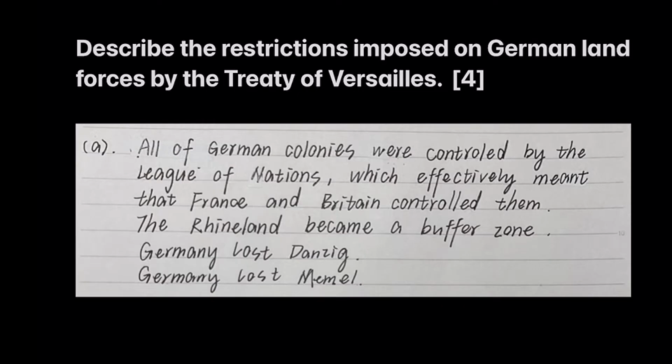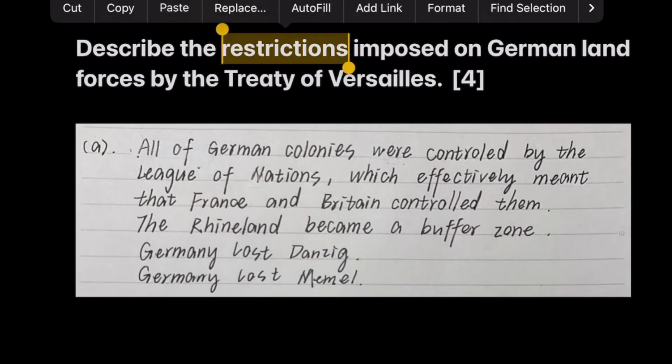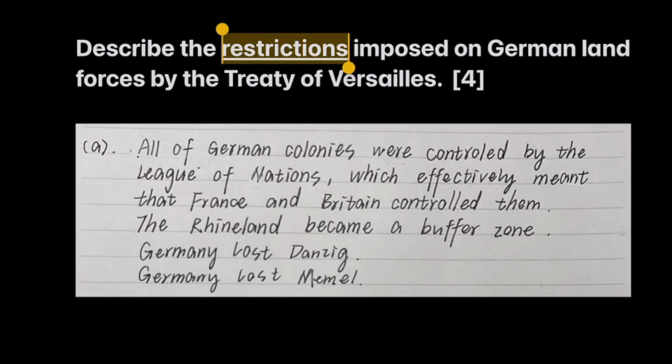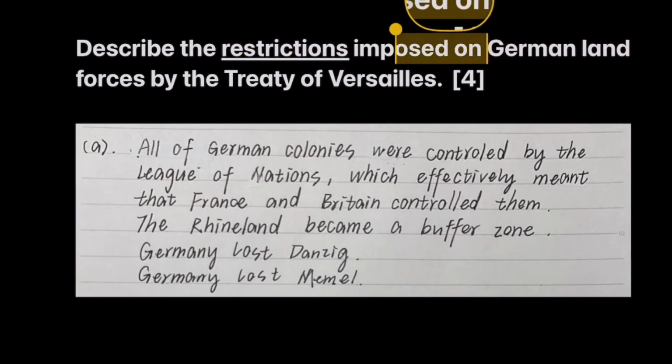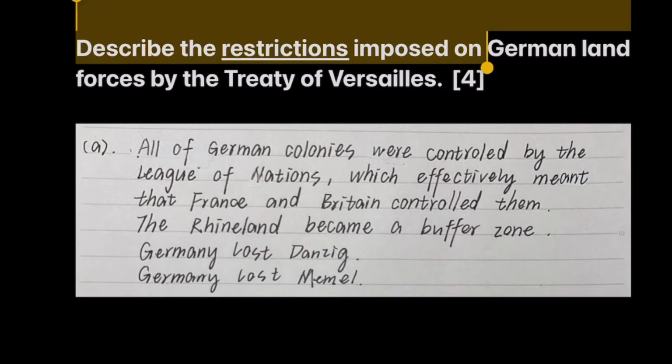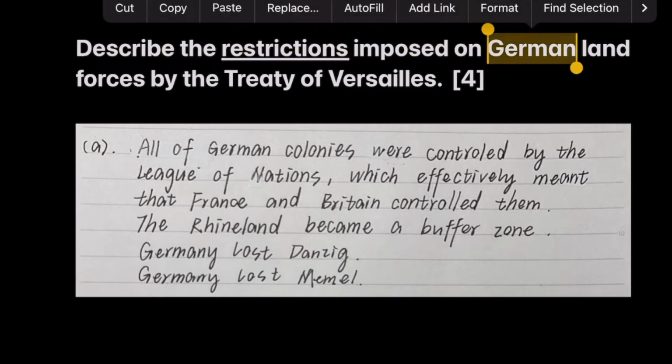So to me, the word restrictions is a keyword. German land forces is also a keyword, and the Treaty of Versailles is also a keyword. So I got restrictions here. I'm just going to do a little formatting, underline it, and that's what I want you to do when you take your real IGCSE exam or you have an assessment. Underline the keyword in the question.